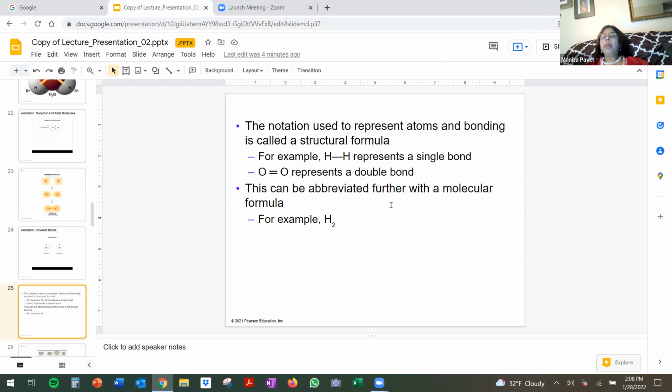So this can be abbreviated further with the molecular structure. We know when two atoms combine together, they form a molecule, and hydrogen gas is a molecule. So we denote 2, telling you how many atoms of hydrogen have combined in the chemical reaction.